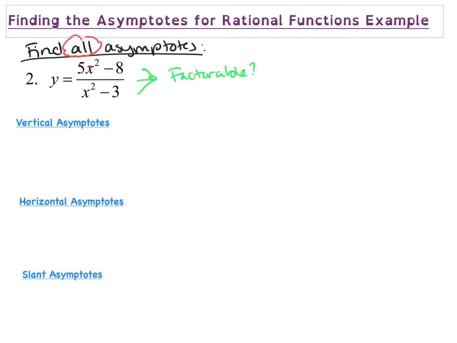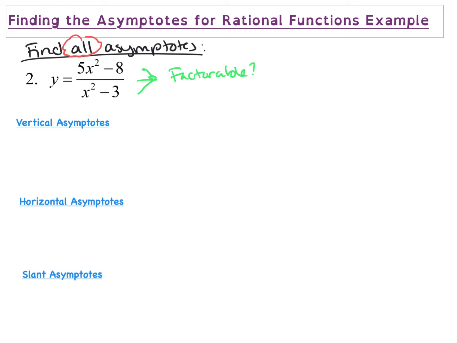And same with the numerator, 5x squared minus 8. 5 and 8 share no common factors. So they're technically factorable, but not with rational numbers. They would be square roots or imaginary numbers, so we're going to leave these as they are.